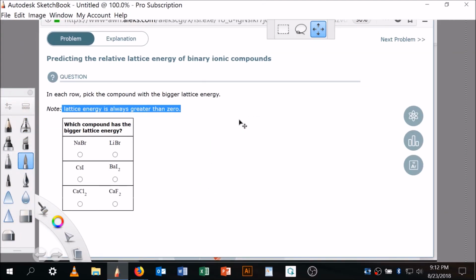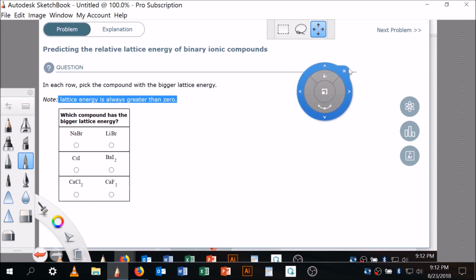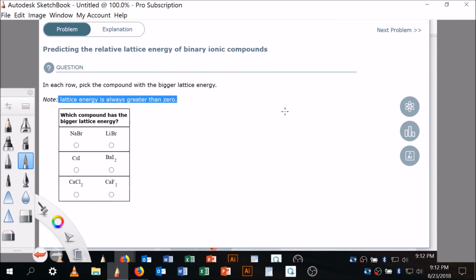All right. So here we go. The lattice energy is always greater than zero, and that means that the harder it is to pull something apart, the more the lattice energy is. So all right, let's first look at this first one. So the first one is lithium and bromide.